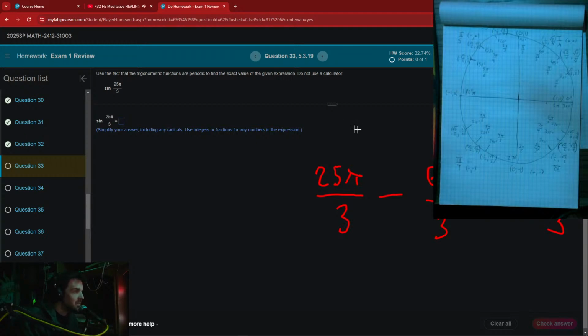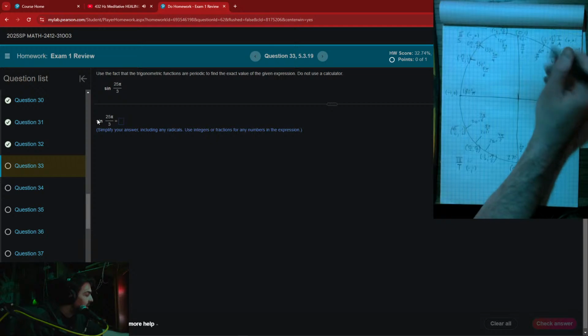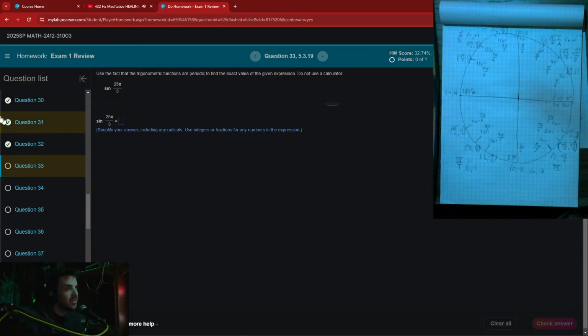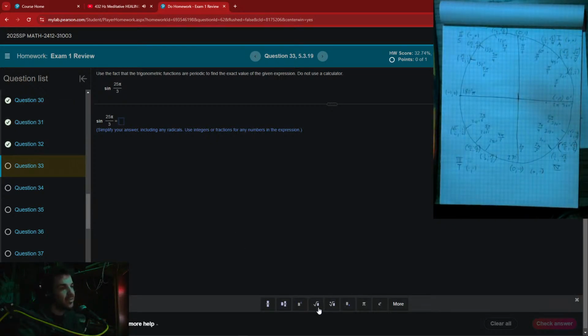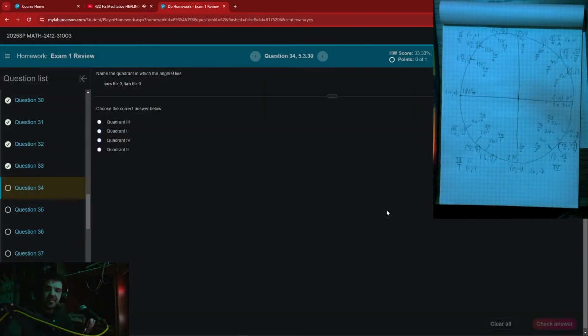I just know that because of how many times we can put 2 pi into this thing. If the number is too big, just keep subtracting 2 pi. So it should be pi over 3. It's a sine function. For pi over 3, the y value is the square root of 3 over 2. So let's see if I did that right. Excellent. That was good, man.